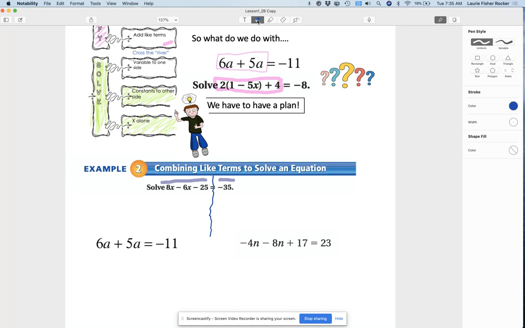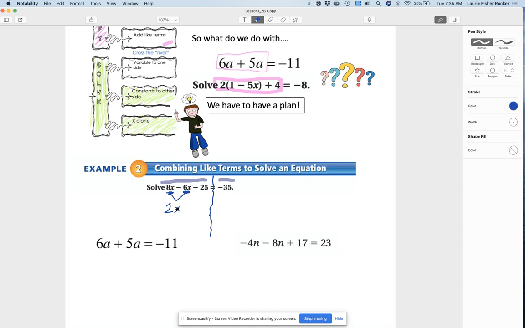So I look at the left side. I have 8x minus 6x minus 25. And sure enough, I have some like terms. This is why we reviewed this last week. We have 8x minus 6x, and we're going to just add those like terms. We're not doing any kind of opposite operation. We're saying, if I have 8x and I minus 6x, that gives me 2x. So we're just simply adding the like terms, 2x. Now the minus 25 does not have any like term on that left side.